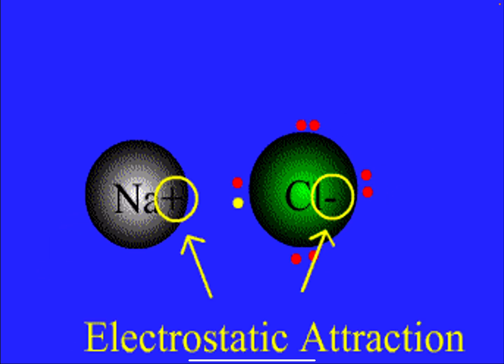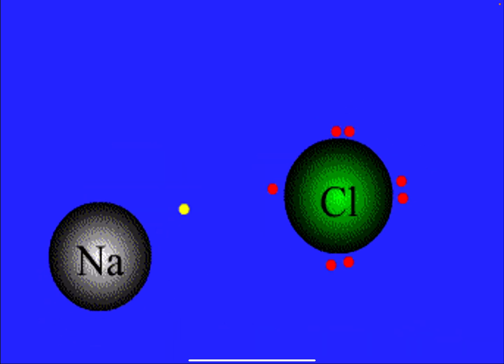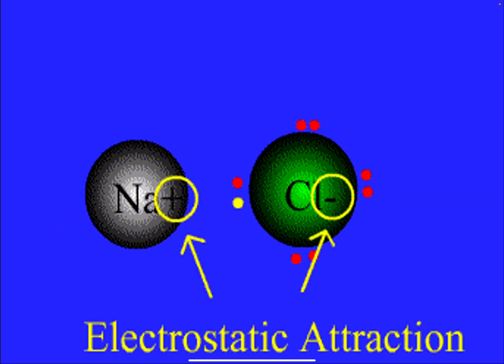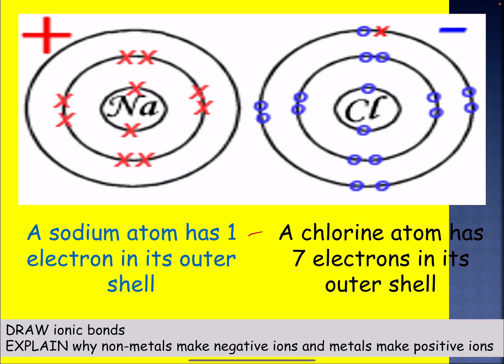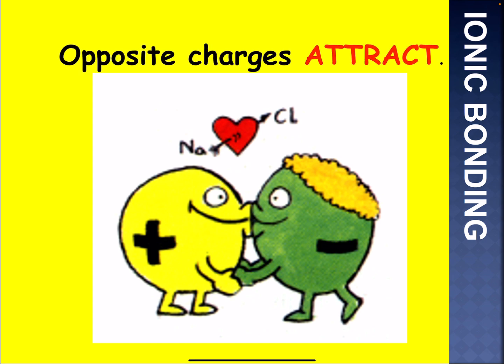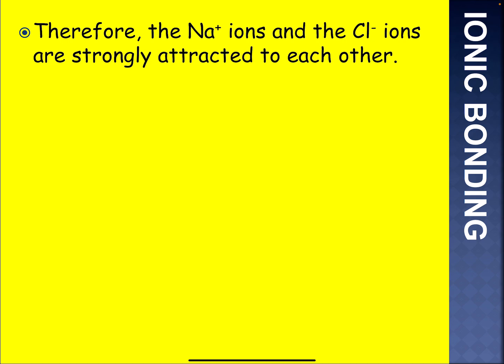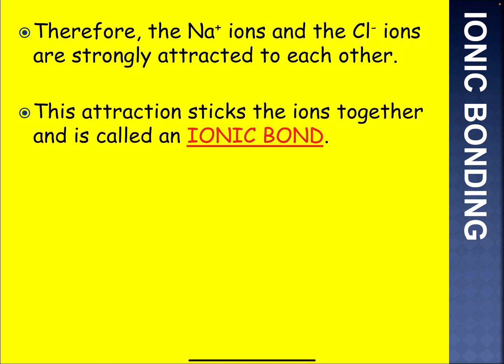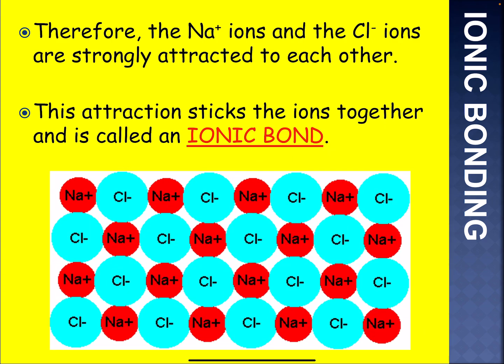The other thing you'll know is that the electrostatic attraction between the positive ion and the negative ion is the actual ionic bond. Like I said, opposites attract. So the sodium ion and the chloride ions are strongly attracted to each other. This attraction sticks the ions together, and it's what's called an ionic bond. It's a strong bond, and you end up with a giant lattice of sodium and chloride ions.